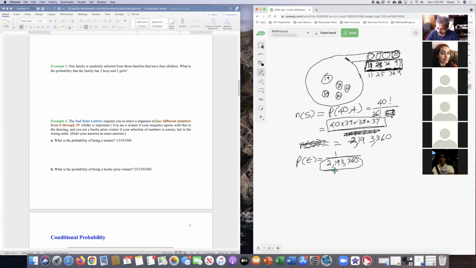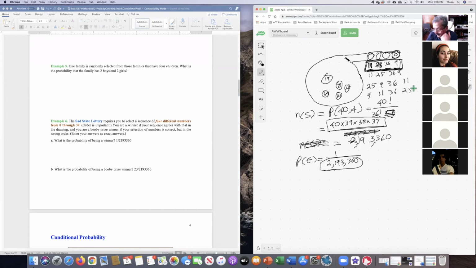Let's go to the second question in this problem. It says, you will be a booby prize winner if your selection is correct, but not in the right order. So basically, you will be a booby prize winner if you have the winning numbers, but not in the right order, like 11, 25, 36, 9. If they're the winning numbers, and your numbers are 25, 9, 36, and 11, you will win. Or if you have 9, 11, 36, 25, then you will win the booby prize.